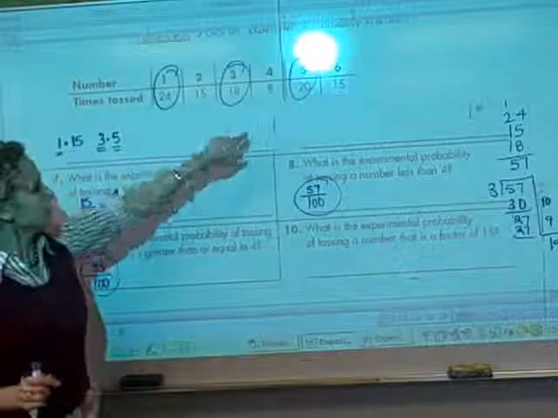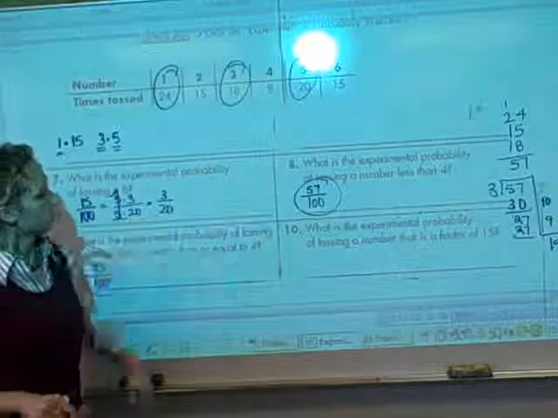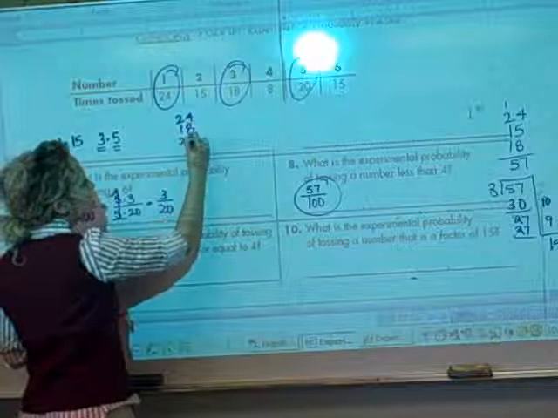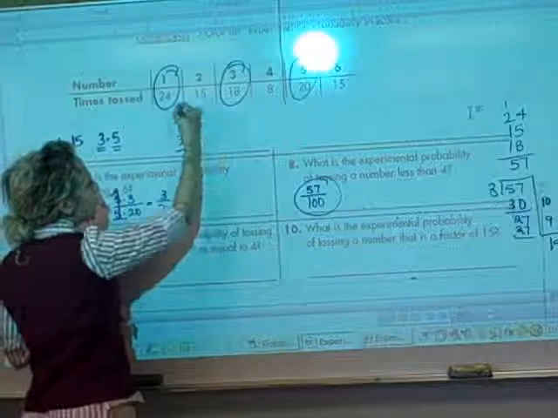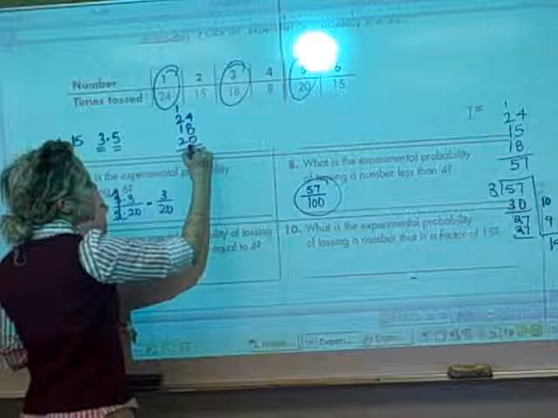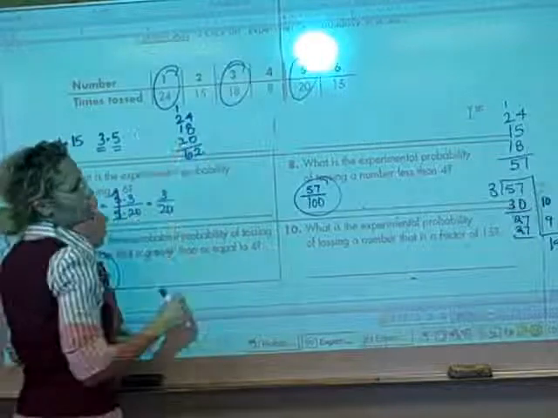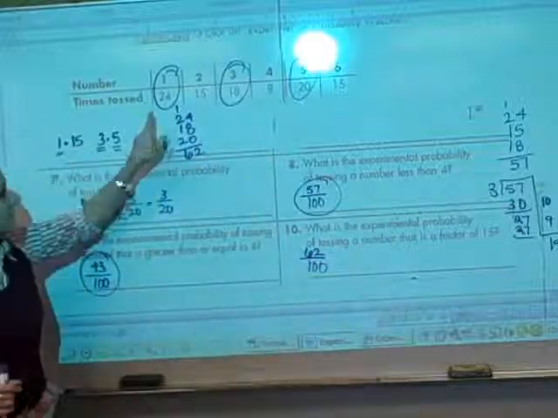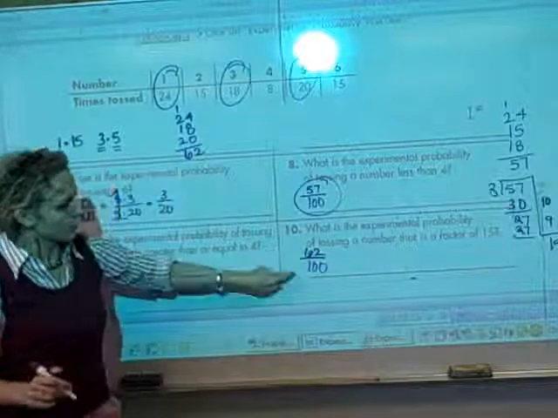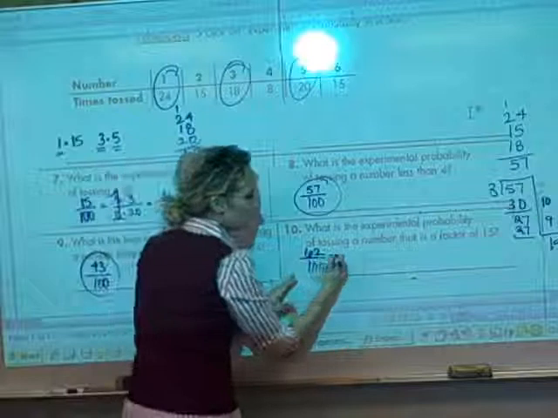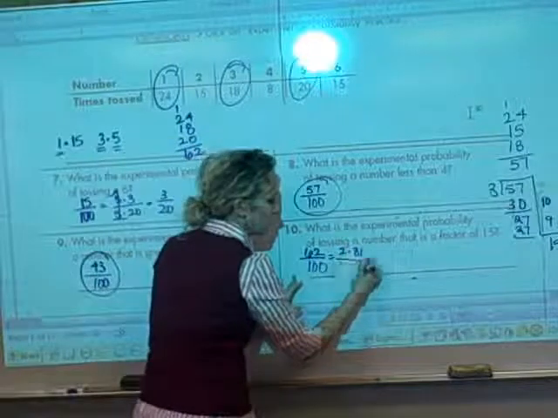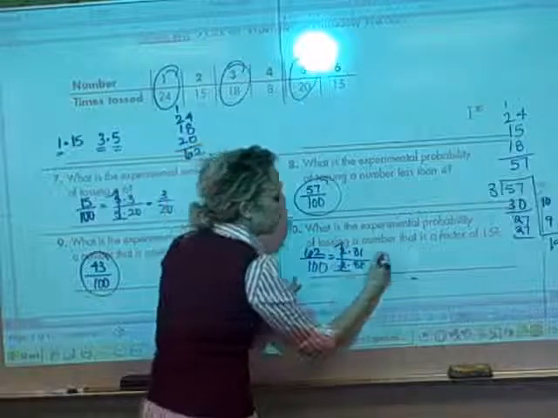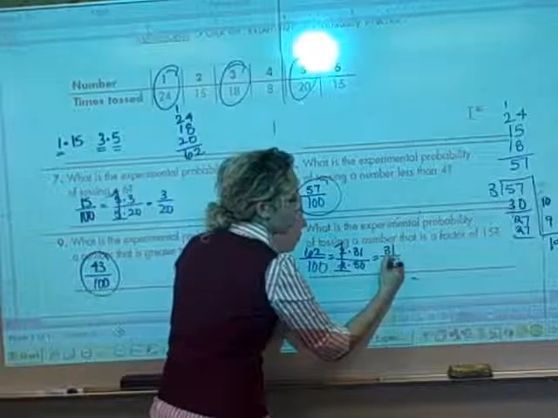So let's just add those up like we did over there when we were doing number 8. So I'm going to add up 24 plus 18 plus 20. That's 62. So I give a total of 62 rolls out of 100. 62 out of 100 times I rolled a number that was a factor of 15. These are both divisible by 2. They're even. So I'll rewrite this one as 2 times 31 and 2 times 50. Remember that 2 over 2 is 1, so that leaves me with 31 over 50.